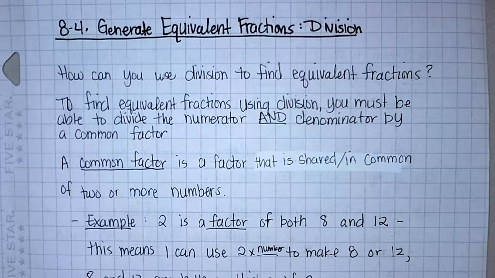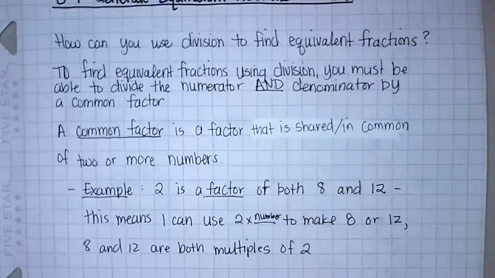So we need to work on finding what we call a common factor. A common factor, we said, is a factor that is shared or it's in common with 2 or more numbers. So for example, I know that 2 is a factor for both 8 and 12. So that means I can use 2 times a number to make 8, and I can use 2 times a number to make 12 and get those numbers without anything extra.